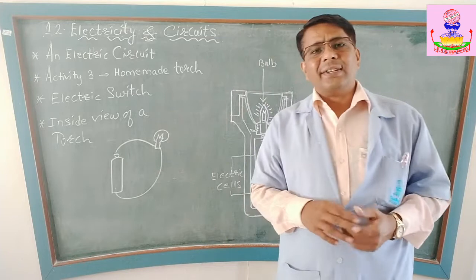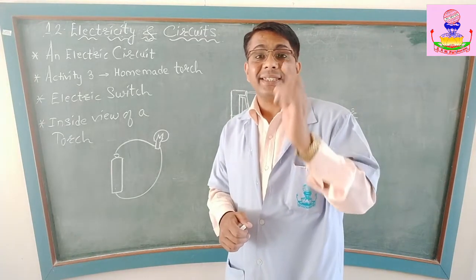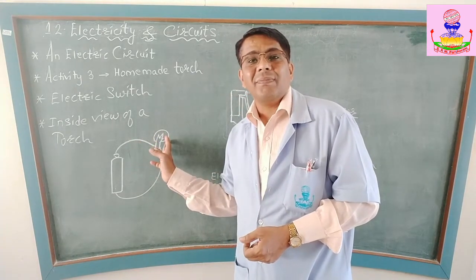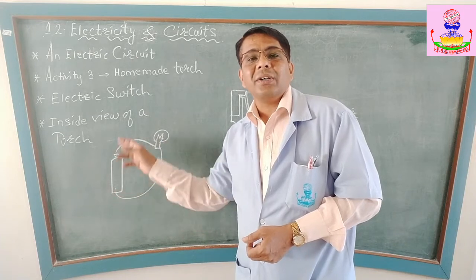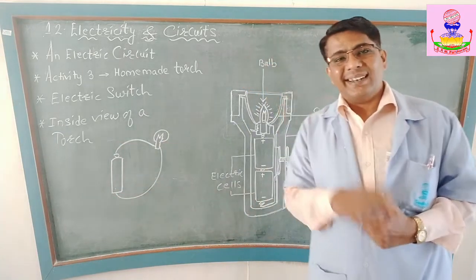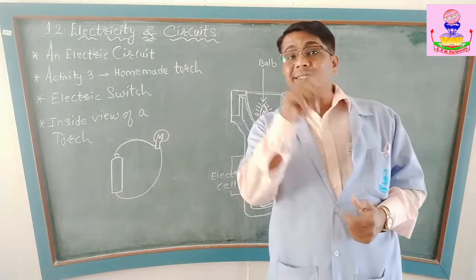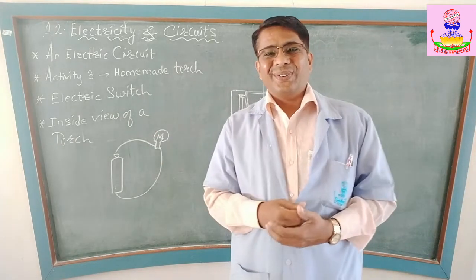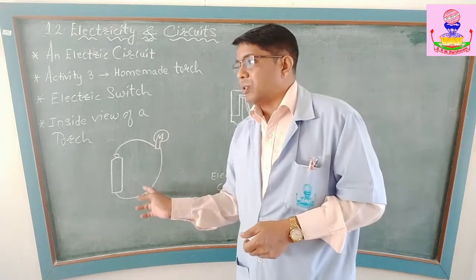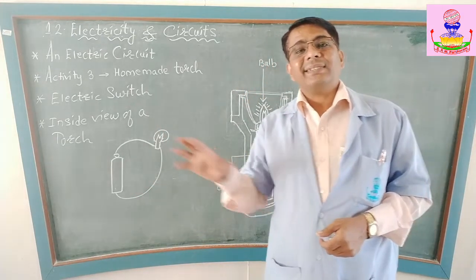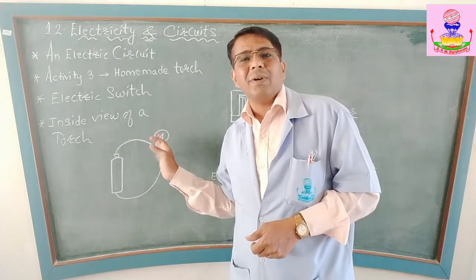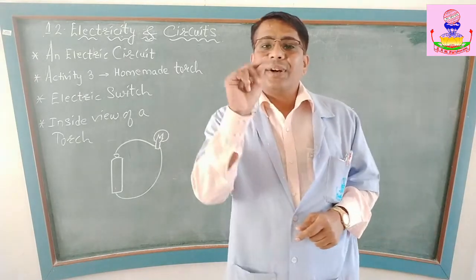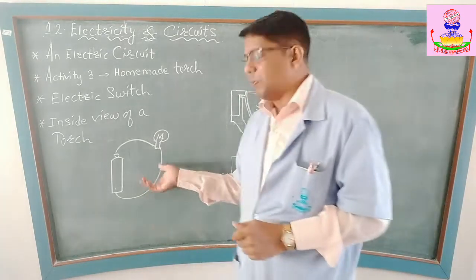So what is an electric circuit? It is nothing but the path which consists of the conducting wires and the bulb connected to the two terminals of the battery or cell. That path is continuous. If it is continuous, then only the bulb will glow. If it is not continuous, the bulb will not glow. So a continuous path consisting of the conducting wires, bulb, switch and the battery is called the electric circuit. This is one example of it.